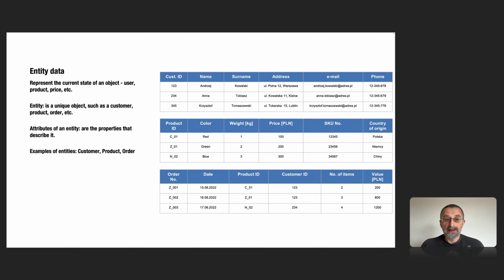We'll start with entity data. Entity data, you are obviously familiar with that from your SQL courses, database courses, represent the current state of an object. The object may be a user, product, price. As you can see, I have some sample examples here, like customer, product ID, order number. And it is a unique object, such as a customer, product, order. It may have many different attributes, which are the properties, like here for customer: name, surname, address, email, phone, or for product: color, weight, price, etc.